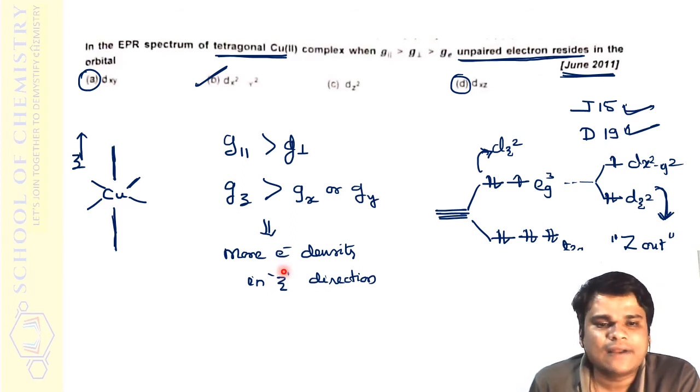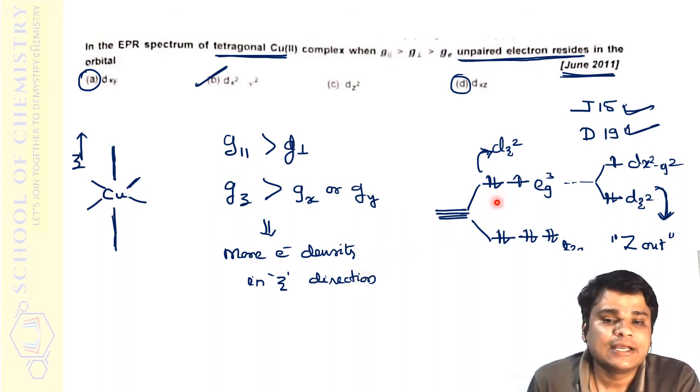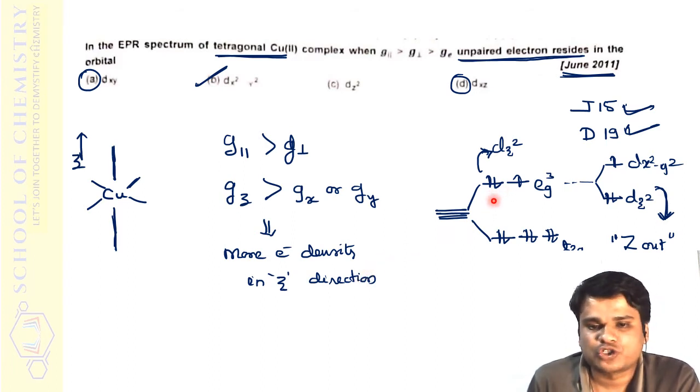If you know this much, this question can be tackled very easily, right? For a copper complex, if I go with crystal field theory, I can write the electron distribution as e2g6 eg3. These eg orbitals, as we know, are dz square and dx square minus y square. According to this observation, we have concluded that more electron density should be in the Z direction. In that case, the pair of electrons, the two electrons, should be present in the dz square orbital.